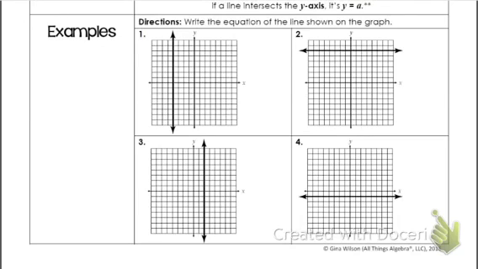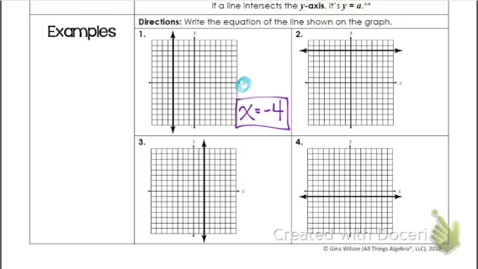It's really, really easy. Okay, so on number 1, which axis is it crossing? It's crossing the x-axis, so then our equation is going to start with x equals. It's a vertical line, so it starts with x. And where does it cross the x-axis? -4. So boom, that's our equation. Easy, right? Look at number 2.